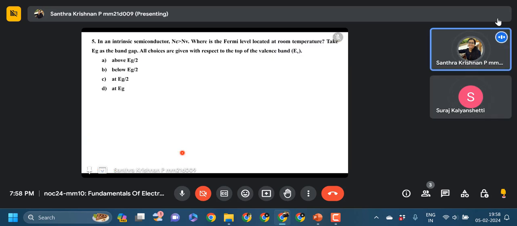So next is, in an intrinsic semiconductor, it is given that Nc is greater than Nv. If that is the case, where is the Fermi level located at room temperature? They are asking where is the Fermi level. Is it above the valence band or is it at half, etc.? So based on Eg, you have to find an equation that connects Nc, Nv, Eg and EF. All these four things.